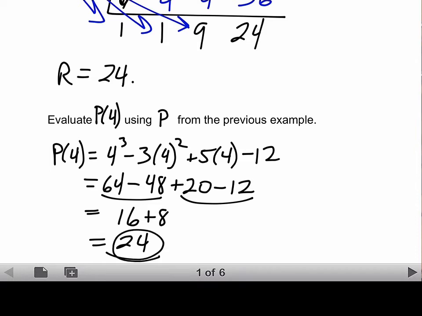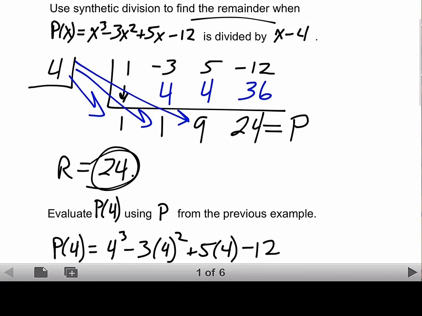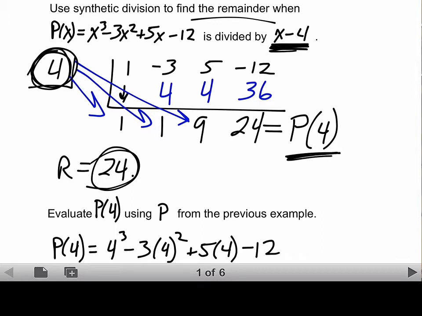That 24 looks a lot like that 24. In fact, the Remainder Theorem states that the remainder that I get is what will happen when I evaluate the original polynomial for the number that's in the penalty box. So if I divide by x minus 4, then the remainder that I get is the same thing as evaluating p of 4. Make a quick note here. If I had divided by, say, x plus 5, then the remainder that I would get would be the same as evaluating p at negative 5.